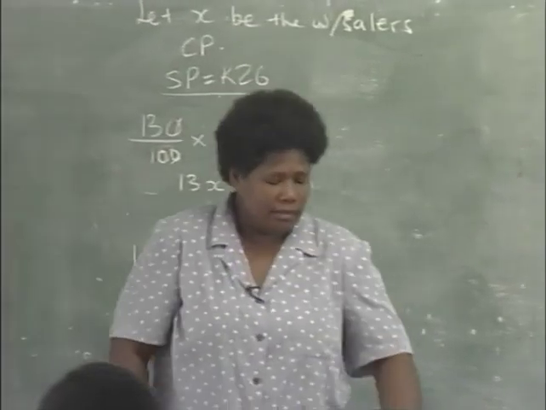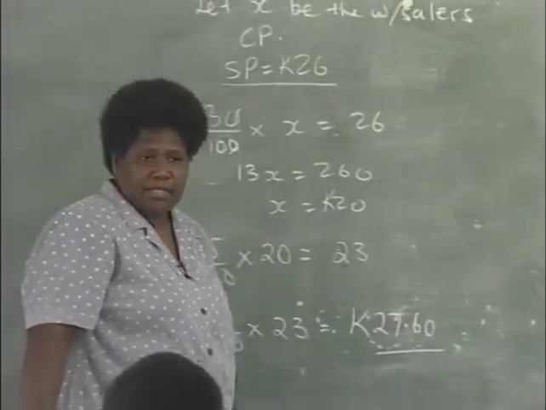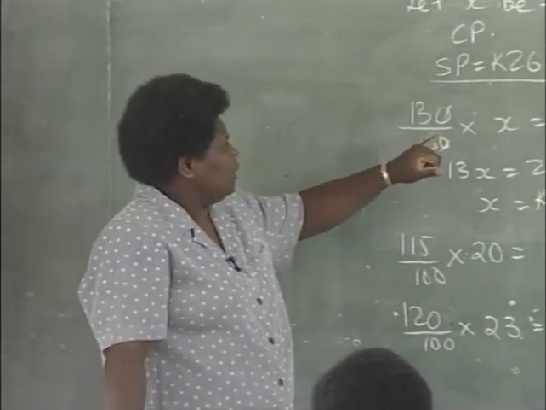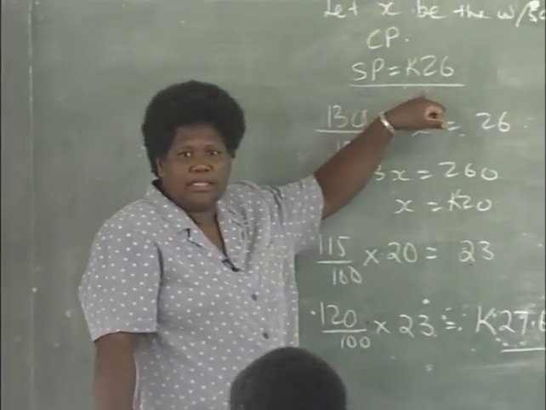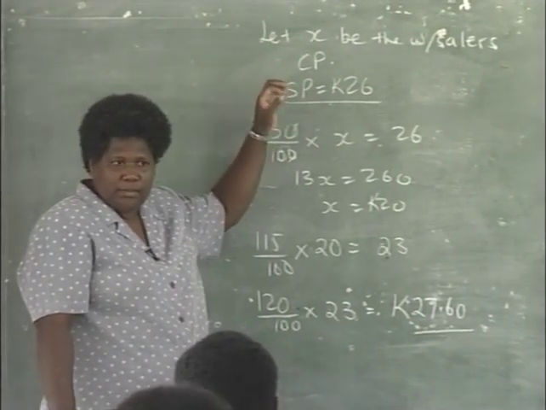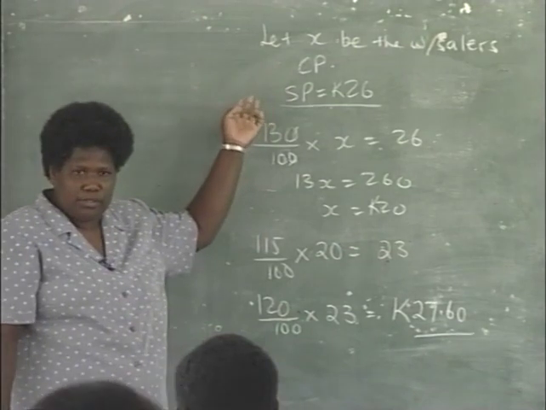Okay, just remember the mistake that I found in this type of question is that students tend to find the percentage of the selling price and then they subtract to get the cost price. It doesn't work that way because it's always a percentage of the original price.